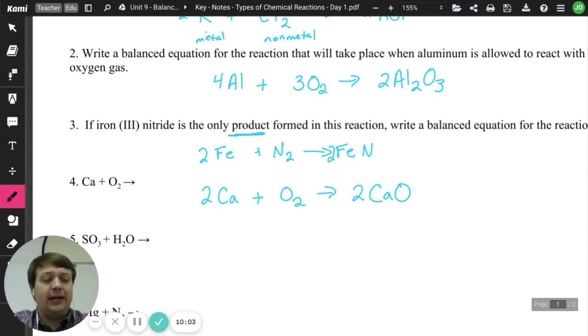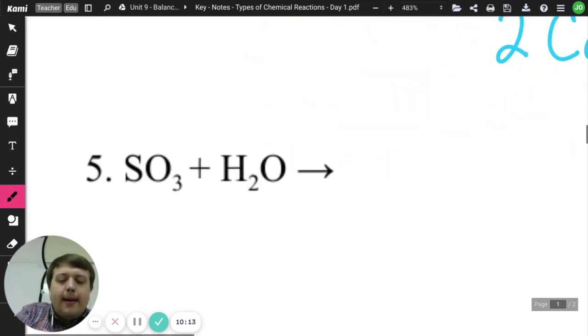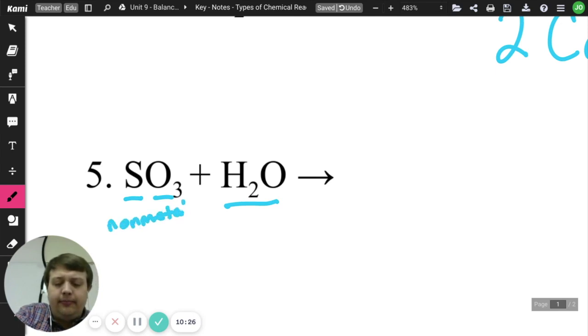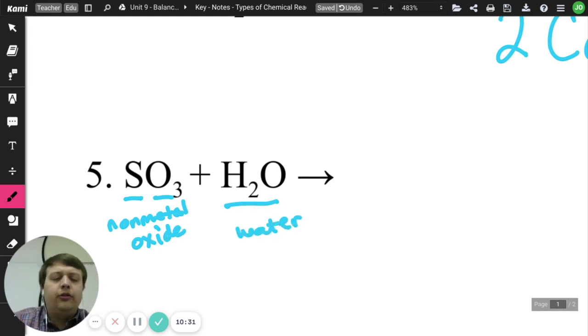Number 5 is a little bit different here. Number 5, we have SO3 plus H2O. Okay, so in this case, I've got a nonmetal oxide and water. So looking back at my rules, rule number 6 says if I've got a nonmetal oxide and water, they're going to produce an acid.